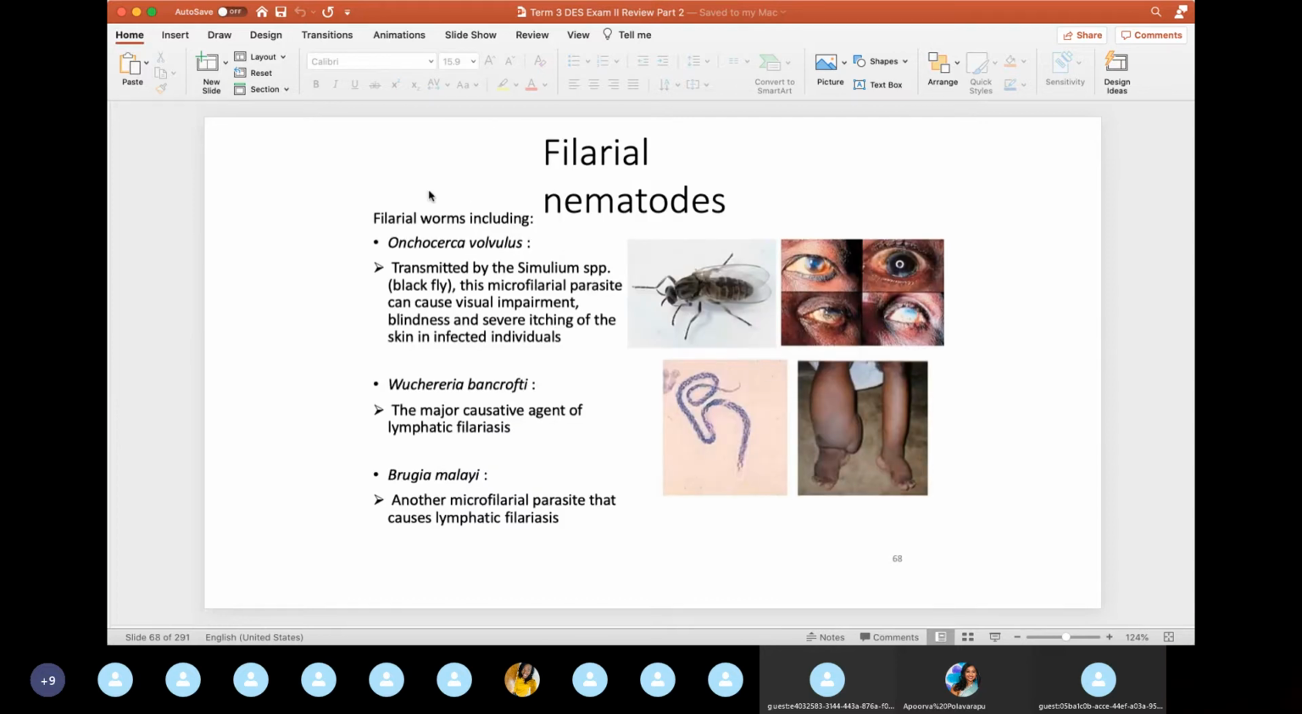Okay, filarial nematodes. There are 3 that you need to know. Onchocerca volvulus. This is transmitted by the black fly. High yield. It can cause visual impairment. What's the disease that this filarial worm can cause? What do you call that disease? For Onchocerca volvulus.